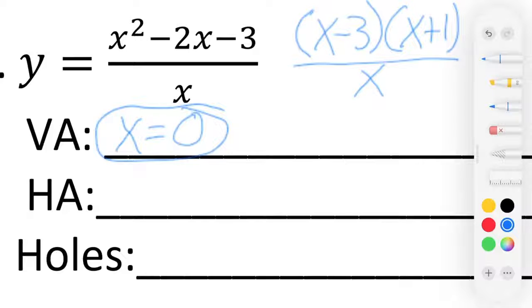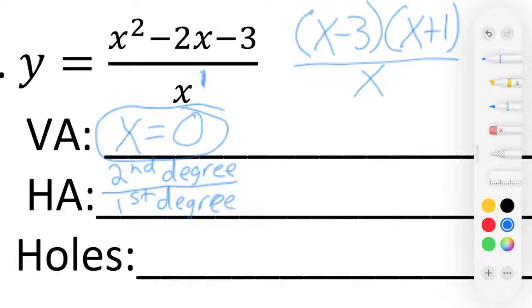Our horizontal asymptote, again, compares our degrees. So our denominator has a degree of 1, numerator is degree of 2. So second degree versus first degree. So if our numerator is bigger, then we have no horizontal asymptote, so none.